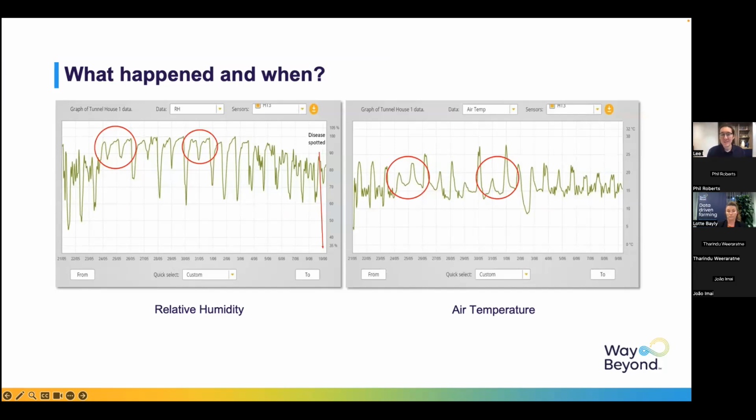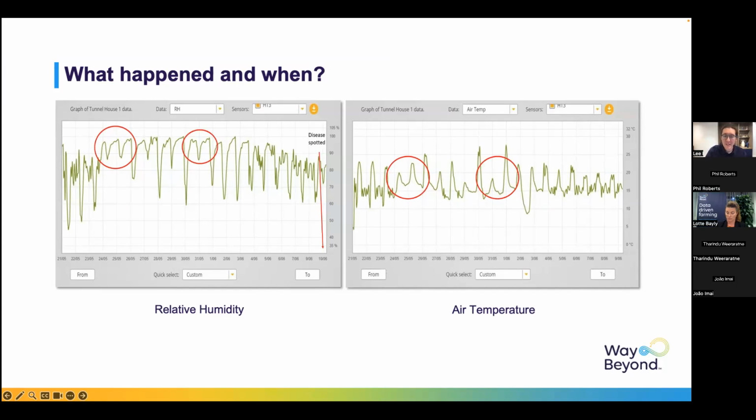To address this, the grower turned to digital agronomy. They installed wireless sensors within their greenhouses and collected and visualized the data. And here is the data on screen now. So what we can see is on the left, relative humidity, and on the right air temperature.